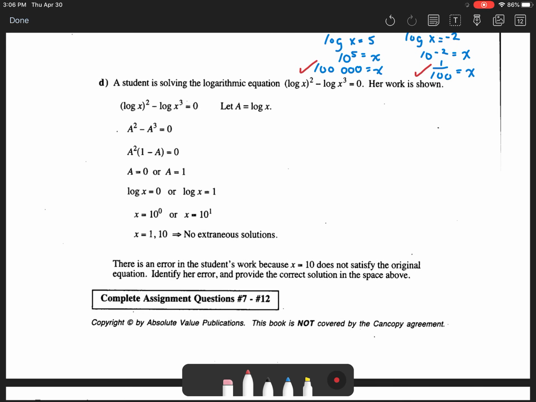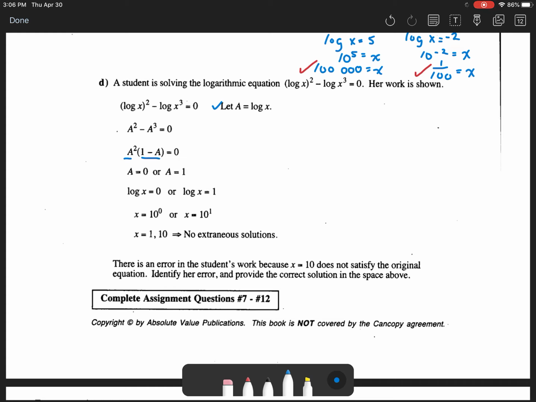Now, last part here. It says a student is solving the log equation, log of x, and notice the whole thing is squared, minus log x cubed equals 0. Her work is shown. So what this student does is very similar. I'm going to let a be log x. So she goes a squared minus a cubed equals 0. Then she factors out an a squared, leaving me with 1 minus a. So then she says, either a squared or 1 minus a has to equal 0.